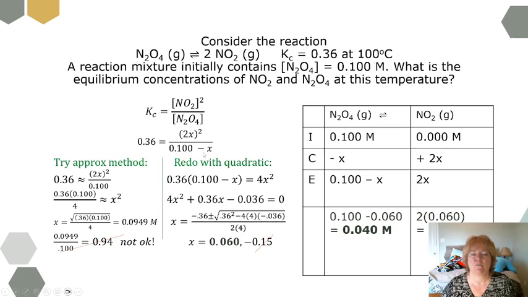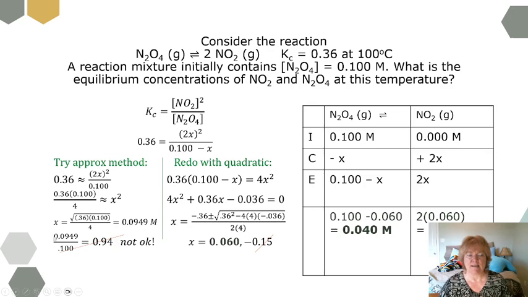2x squared over 0.1 minus x. I will try the approximation method, in which case I say this x being subtracted from the 0.1 is so small, then let's say it's just going to be 0.1. I do a little math. I multiply both sides by 0.1, figure out 2x squared is equal to 4x squared. So then I have to divide both sides by 4 to get x squared. Then I take the square root. So I still got to do some math, but it's easier math than the quadratic equation. So if I did this method, I would get 0.0949 as my moles of reaction.